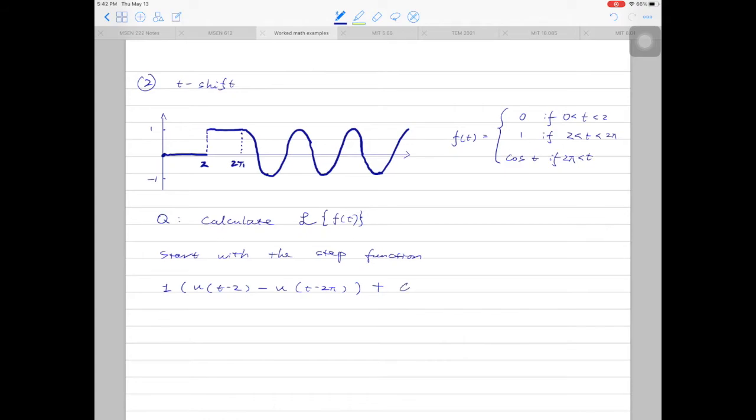For the third part, the magnitude is cos t, and the step function is 2 pi onward. So the step function will be simply u(t - 2 pi). Since there's no upper bound, it goes into infinity, so we don't have to subtract anything here. And this is our f(t). Let's simplify f(t) a little bit.